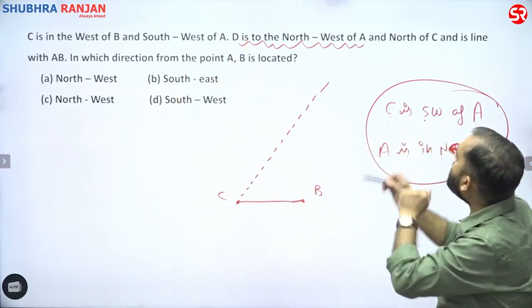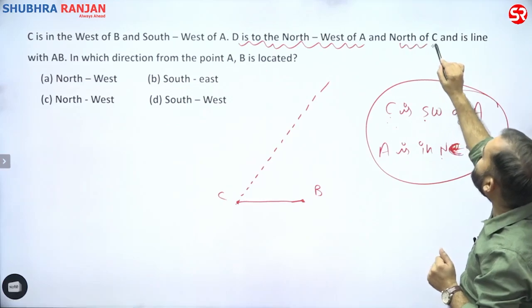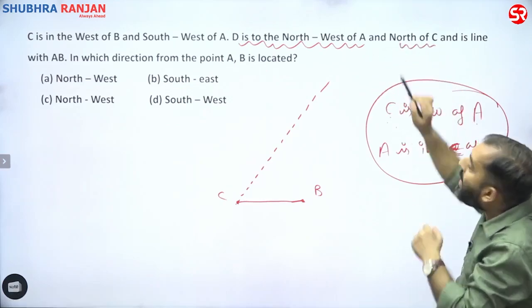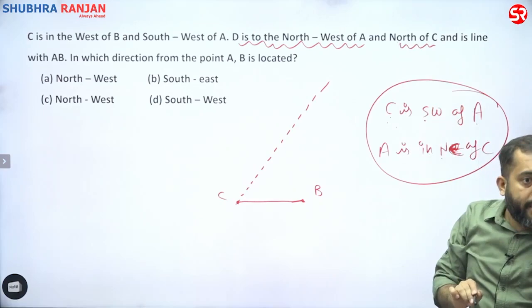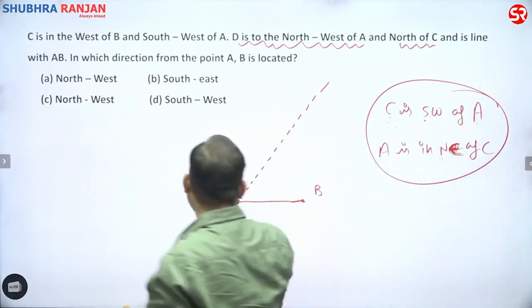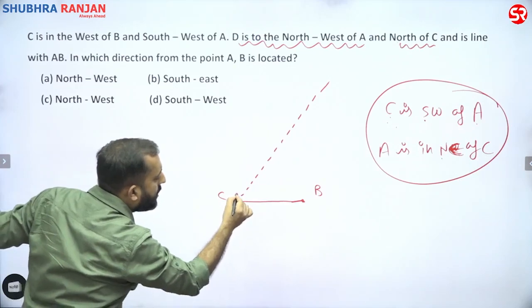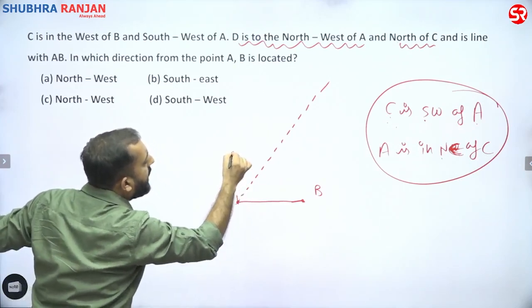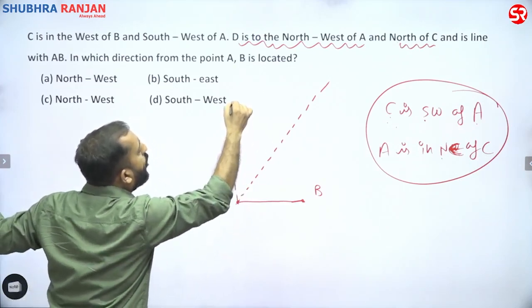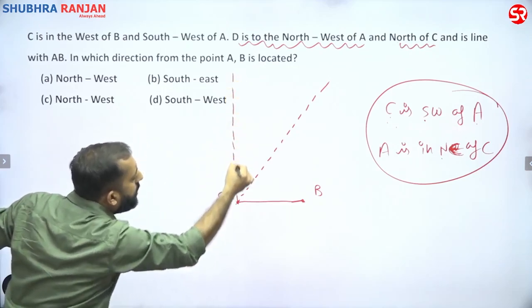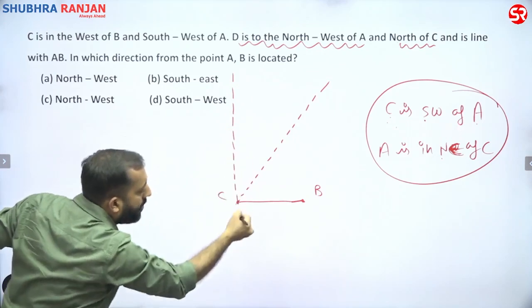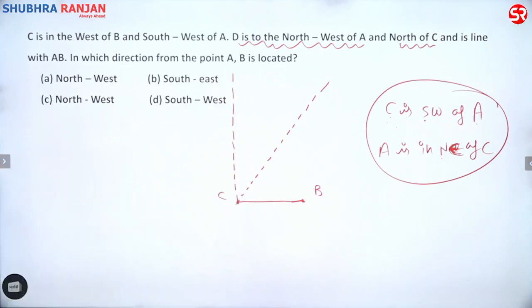Okay. Now next line, and north of C. Which point is lying north of C? D. Point D is lying north of C. So this dotted line, the second dotted line, indicates north of C, and point D will lie somewhere over here.